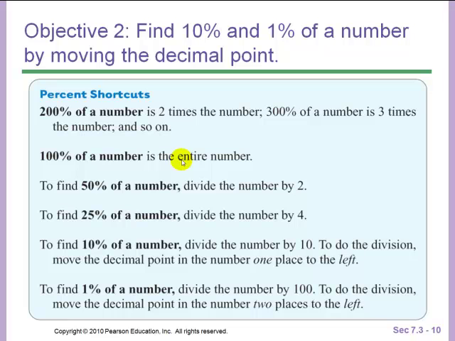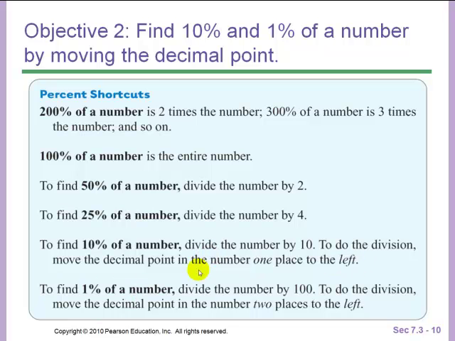400% would be 100% of the number 4 times, or 4 times that number, and so on. To find 50% of a number, just divide it by 2. You're taking half of it. To find 25% of a number, divide by 4, or do half of half. To find 10% of a number, divide the number by 10. The shortcut for doing that is to move the decimal point one place to the left.